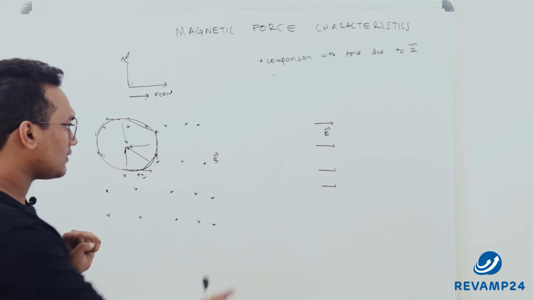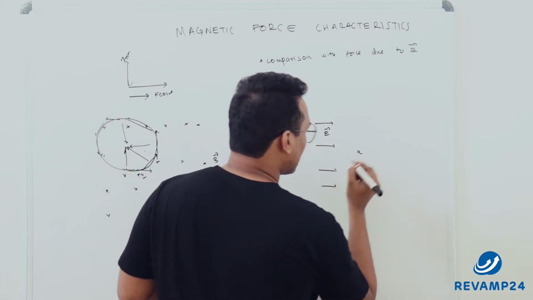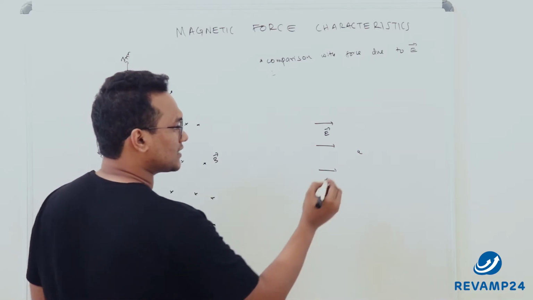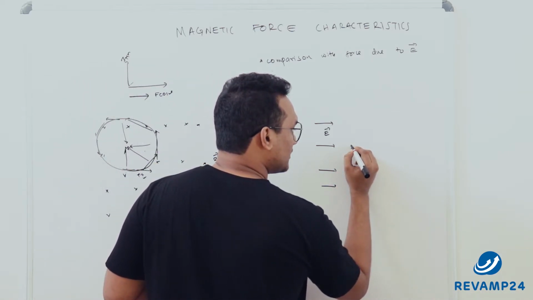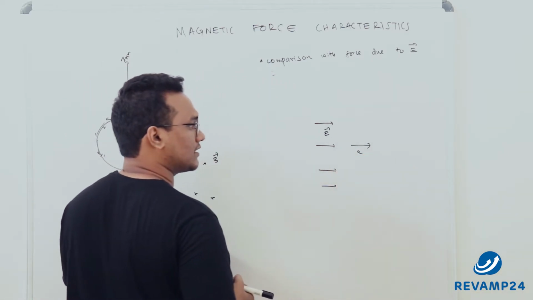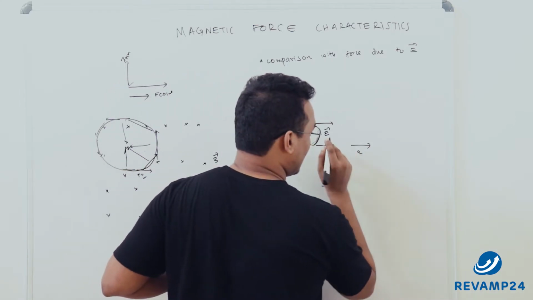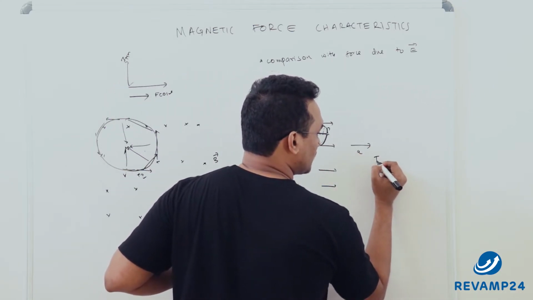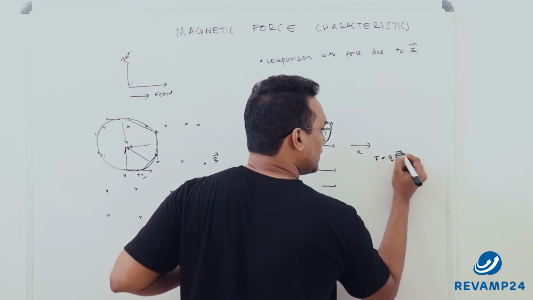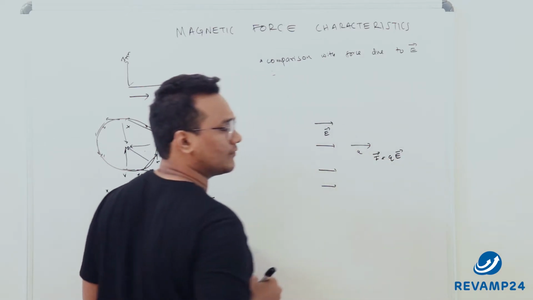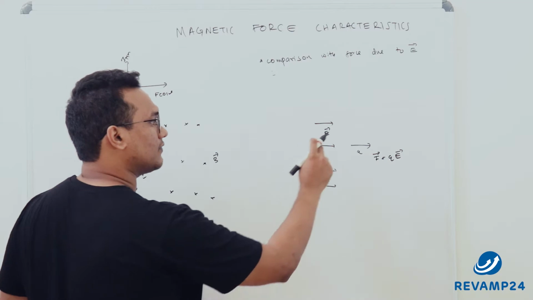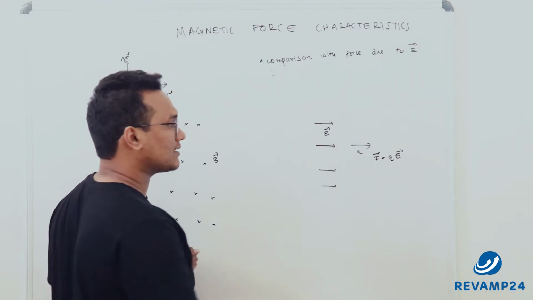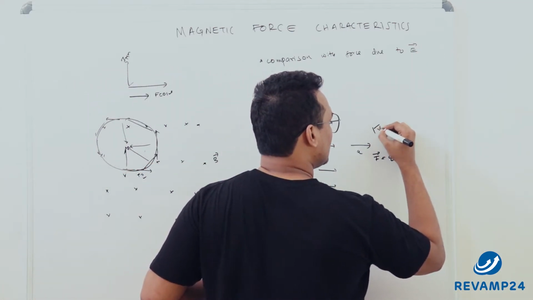Clear? But if a charge is placed in an electric field, what will happen? The charge will experience a force. What will be the direction of force? Along the direction of the electric field. So force is equal to Q into E, and the direction of force will be the direction of the electric field. So what will happen? It will simply accelerate. Accelerate means the magnitude of velocity will change.